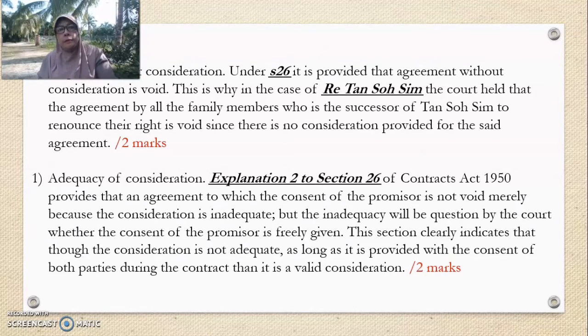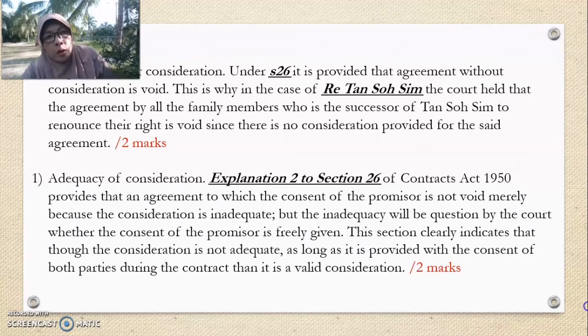Then content number 2, I'm going to discuss adequacy of consideration, 2 marks here. I highlighted the explanation of section 26, because this is the section which says that consent is much more important compared to adequacy of consideration. Under this section, if there is consent, then though the consideration is not adequate, the consideration will still be valid.